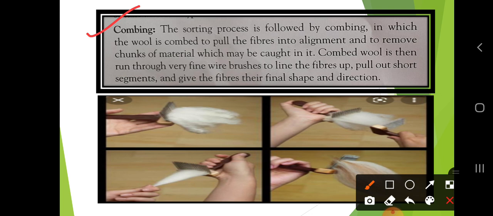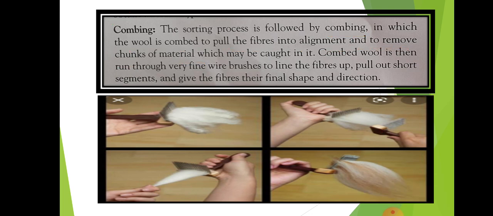The sorting process is followed by the combing, in which the wool is combed to pull the fibers into alignment and to remove chunks of the material. You can see here, this is a bunch of wool. After the combing, the alignment comes out in one single line. In this way the material goes into a thread form. So this combing step is very important.